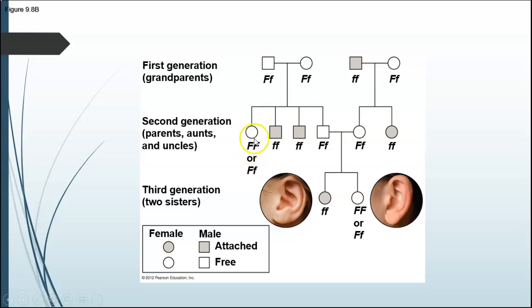Now the sister, we don't know until we look at her husband and children whether she's homozygous dominant or heterozygous, and we may not ever know. And so when we're not sure, we would put both genotypes here.